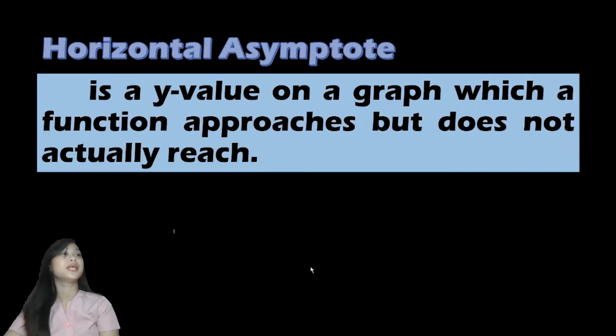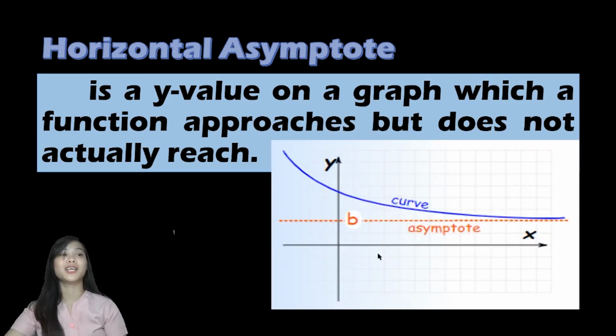So what is a horizontal asymptote? It's a y value on a graph which a function approaches but does not actually reach. Just like what the illustration shows here, this curve approaches the B, or your horizontal asymptote, but it does not actually reach or touch that asymptote.